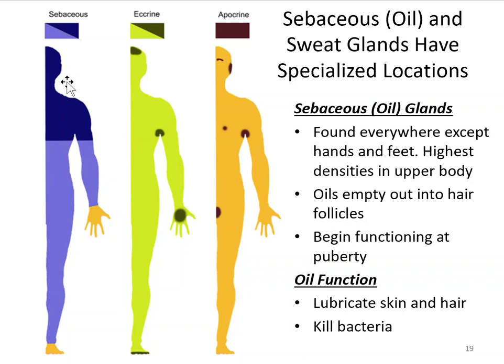The highest density is in these darker areas of the map. From your head down to the bottom of your chest, going into your upper arm here, those areas have the most oil glands. The yellow areas, where there's no blue, represent where there are no oil glands.